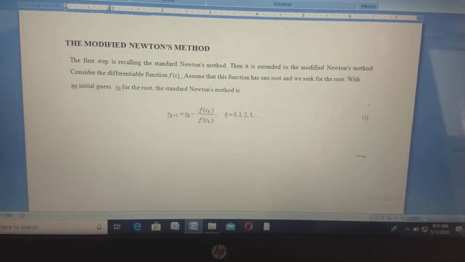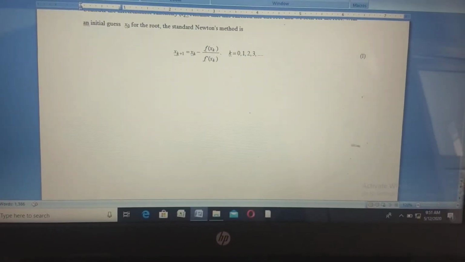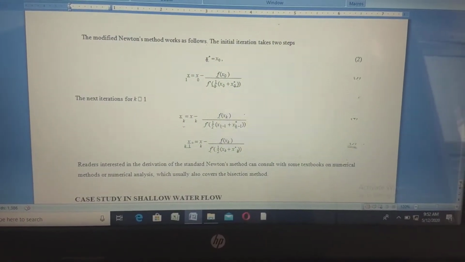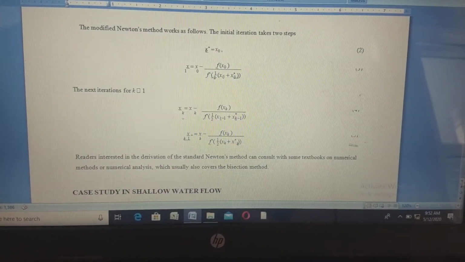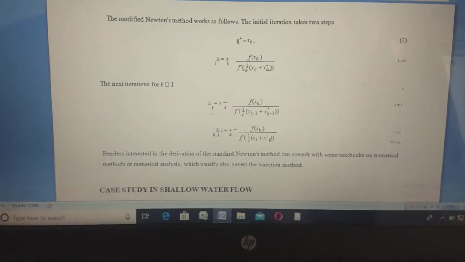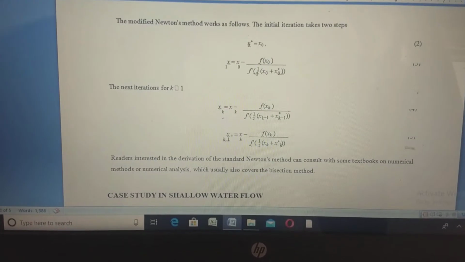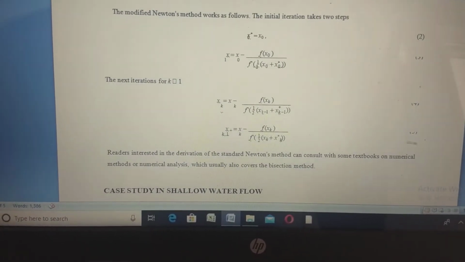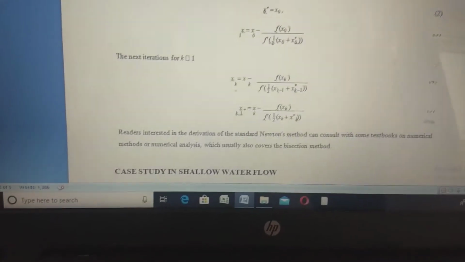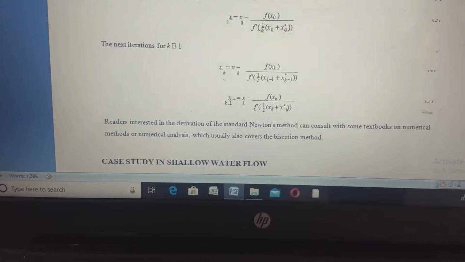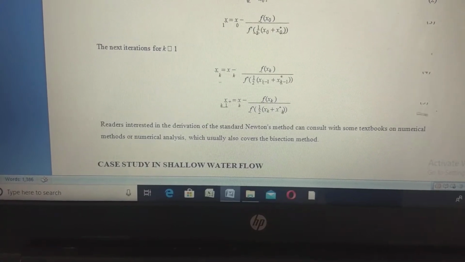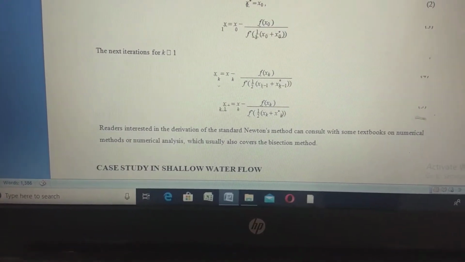This is equation number 1. Next, the modified Newton's method works as follows. The initial iteration takes two steps. First, x star equals x0, then x1 equals x0 minus f of x0 divided by f dash of x0 plus x0 star. The next iteration, for k equal to 1, x_{k+1} equals x_k minus f of x_k divided by f dash of x_{k-1} plus x_{k-1} star.